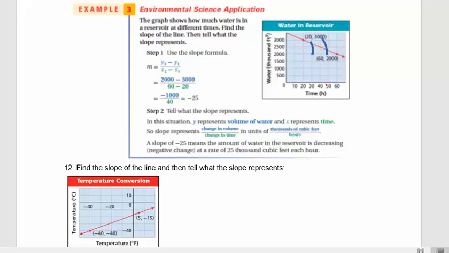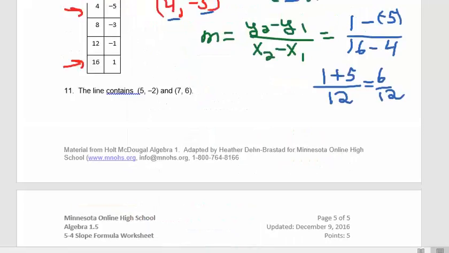Now what does that mean? That means that this is over 1 really, it means that every hour this water in the reservoir is decreasing by 25,000 cubic feet each hour. Because it's not just 25 cubic feet per hour, because this is in thousands. So 25,000 cubic feet each hour, it's decreasing by that much. If it's a positive slope, then it's increasing.